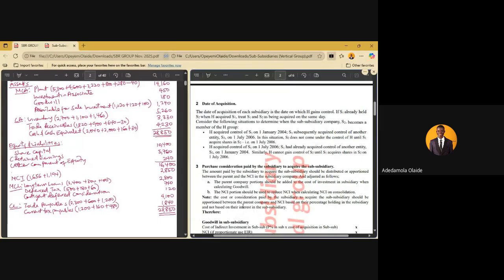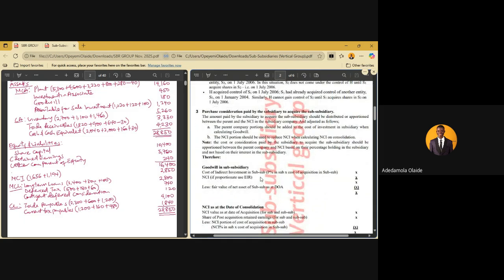Why that of the parents? Why that of the parents is added to the cost of investment in the subsidiary when they are calculating goodwill? The portion of NCI is deducted from the NCI value at the date of consolidation.